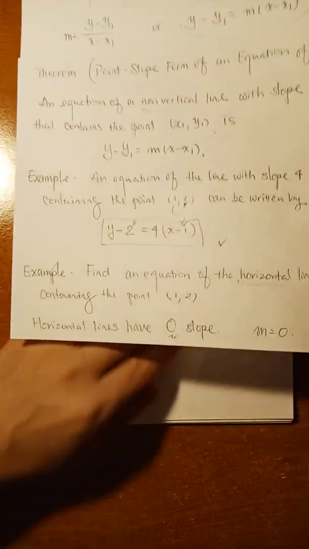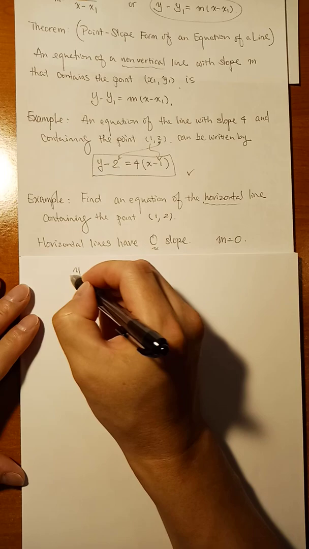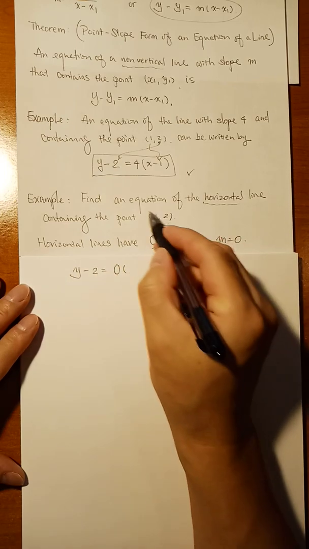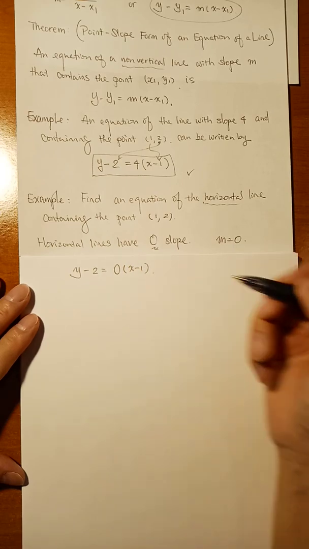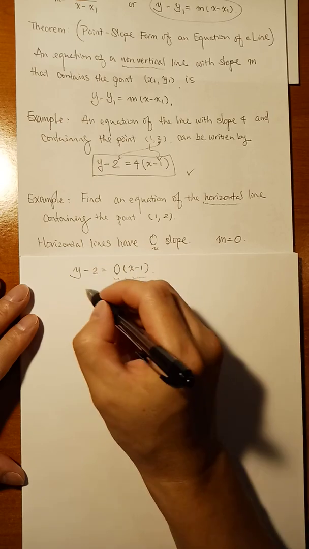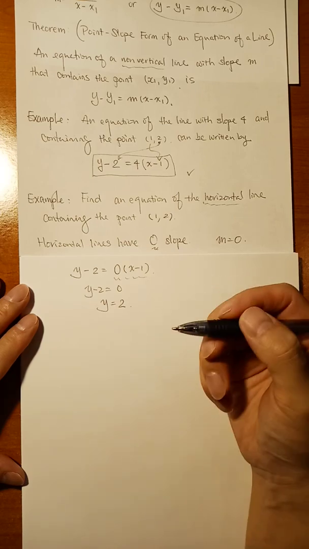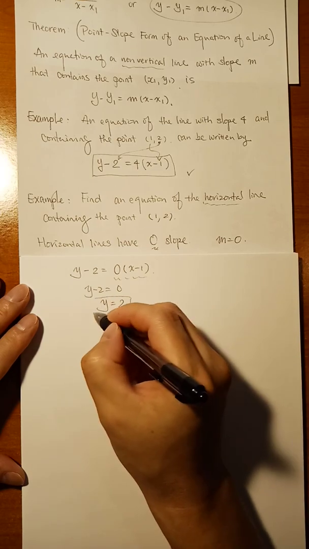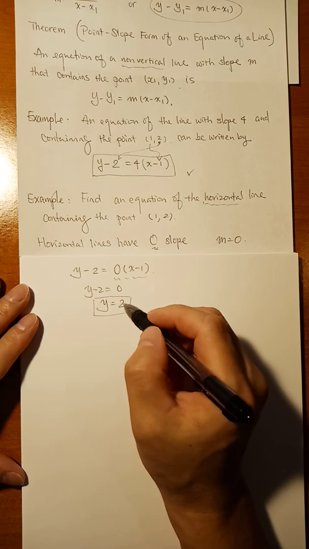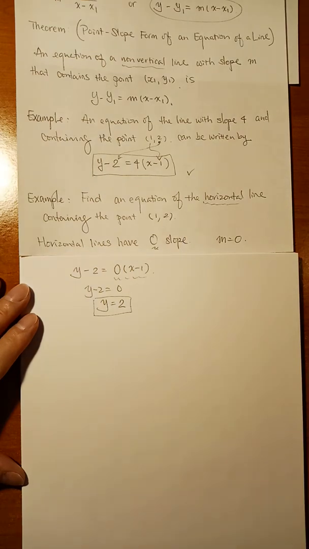Okay? So m is 0, then let's follow the point slope form. So y minus y coordinate is equal to 0 times x minus x coordinate. But we know that 0 times whatever value is just 0. So y minus 2 is 0, then y is equal to 2. So this is the equation of a horizontal line. How do you get this number 2? This number 2 comes from the y coordinate.